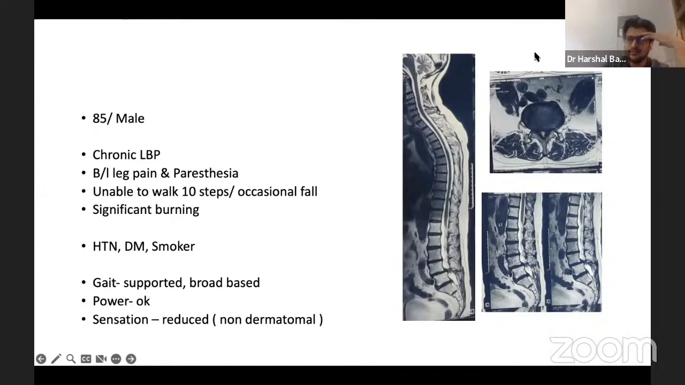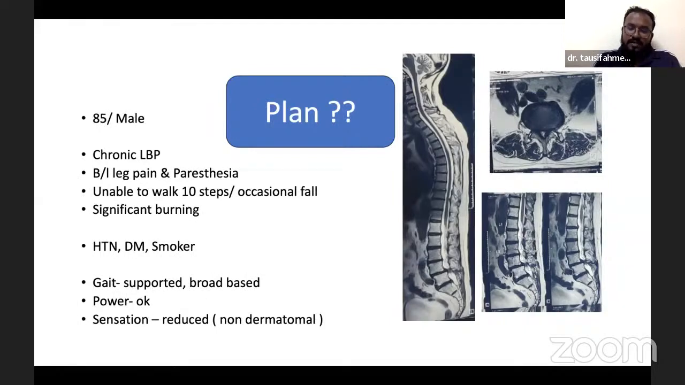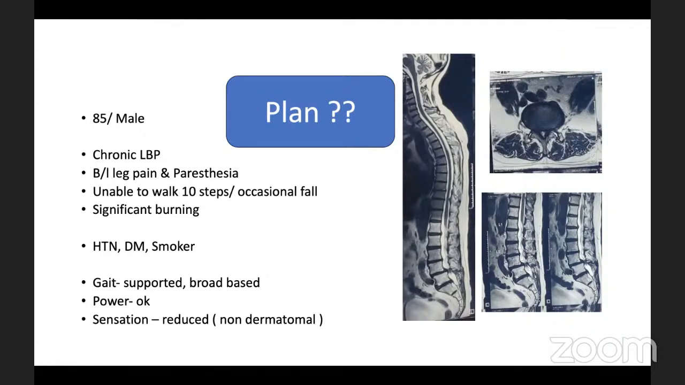Perfect. So, Tausif, are we okay to just plan based on this, or is there any other test you would want to do based on what you just said? I would again go for EMG NCV with SSEPs. Most probably it will show especially sensory delays.